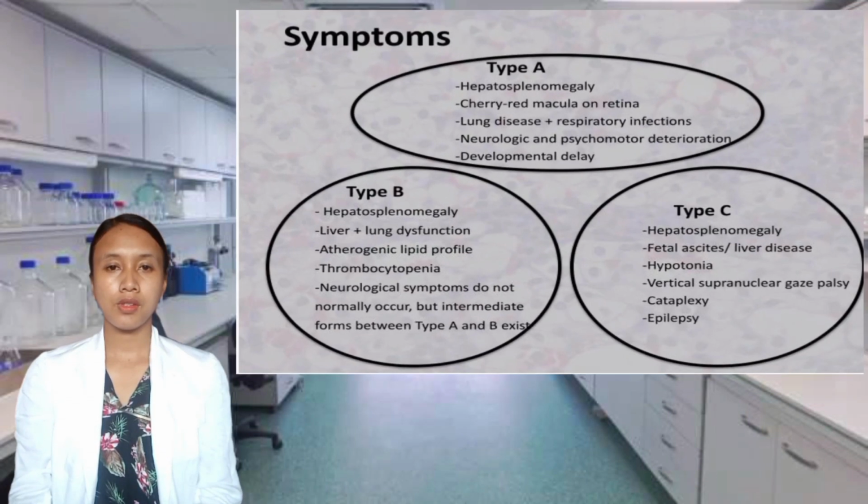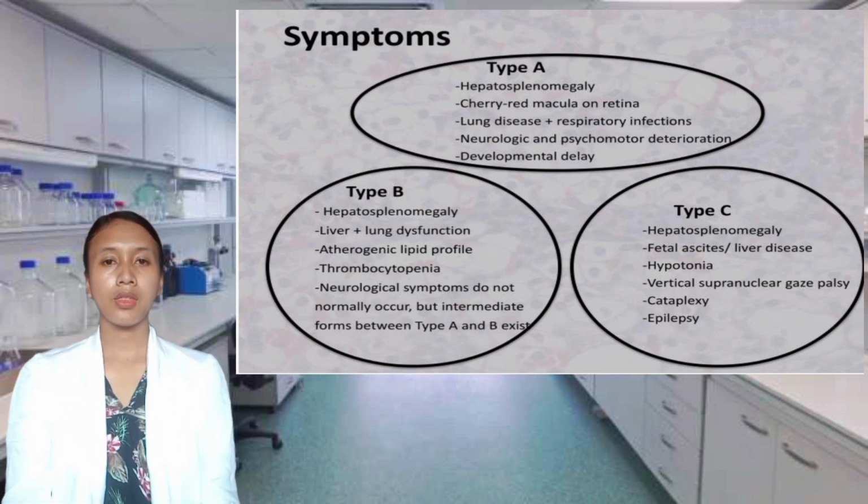So now let's proceed to the symptoms of Niemann-Pick disease. First, let's start with type A. Hepatosplenomegaly, which means swelling and enlargement of the liver and spleen. Cherry-red macula on the retina, lung disease and respiratory infections, neurologic and psychomotor deterioration, and developmental delay.